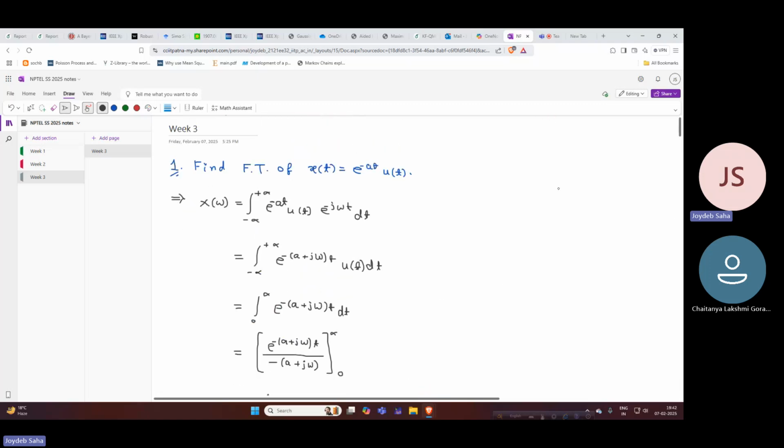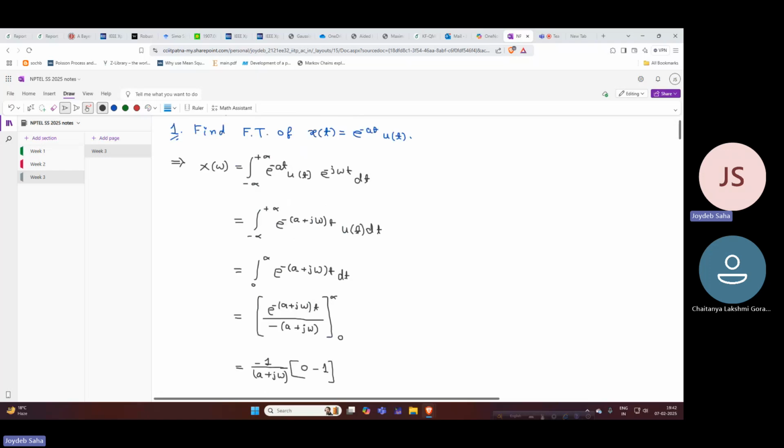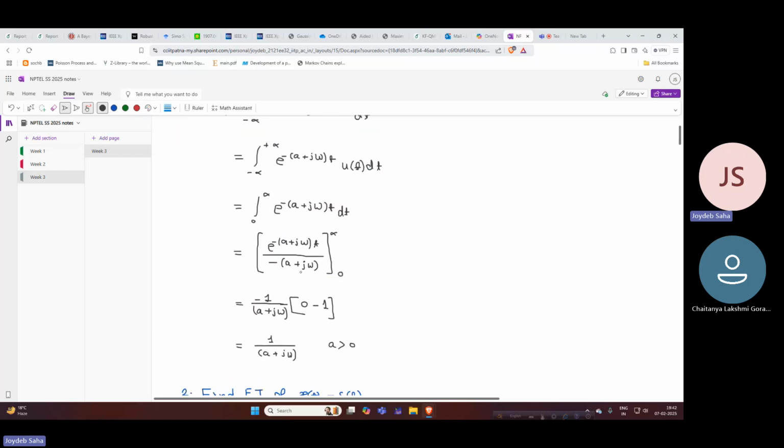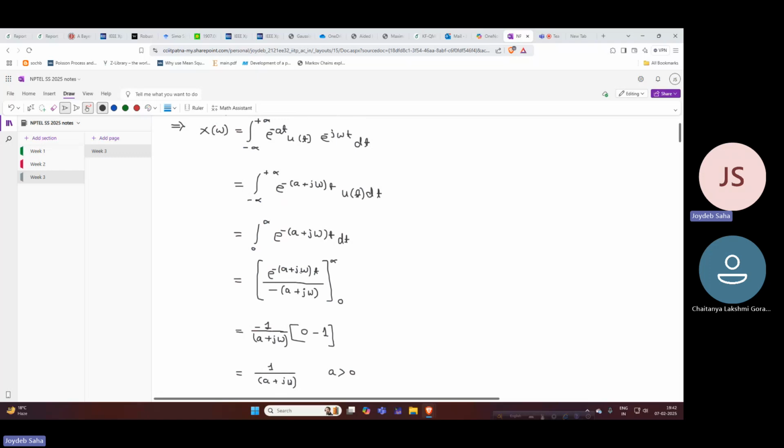This is the first problem. x(t) is equal to e to the power minus at u(t). Its Fourier transform is this; we have solved it from the definition of the Fourier transform. Please look into it for 1 minute and you will understand. No need to explain this again. For those who have joined after that, I am showing it once again.